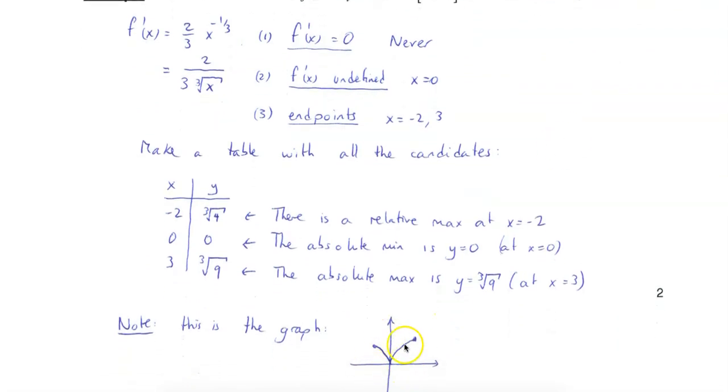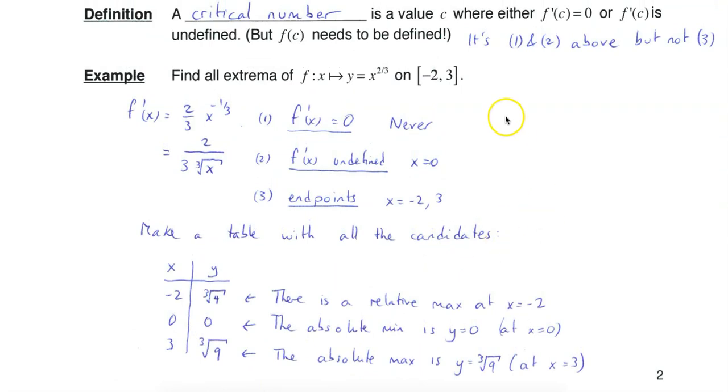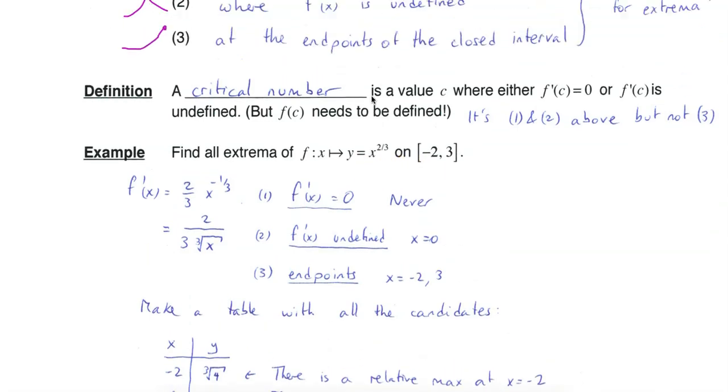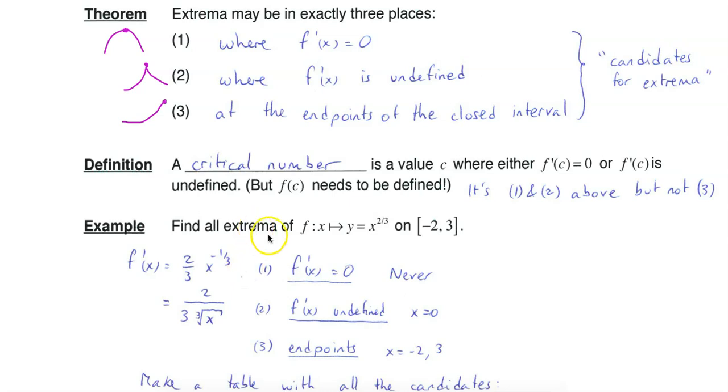There's a graph at the bottom, but maybe we want to pretend it's not there to start with. So here's a function y equals x to the power of 2 over 3, and it might not be obvious at all what this function looks like. If you're completely lost and you want to make a sketch, then the best way is to make a table of values and see what it looks like. But we are going to proceed in a very formatted way to find the extrema.